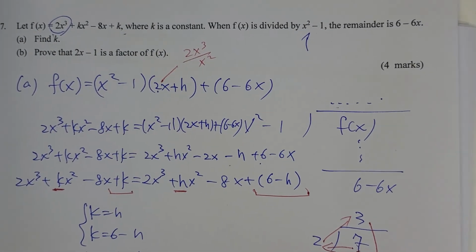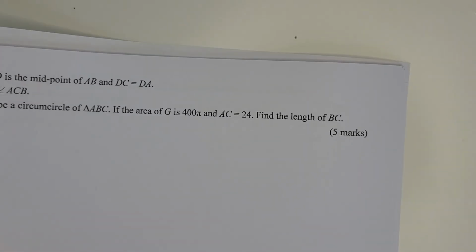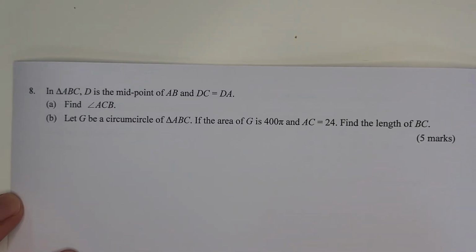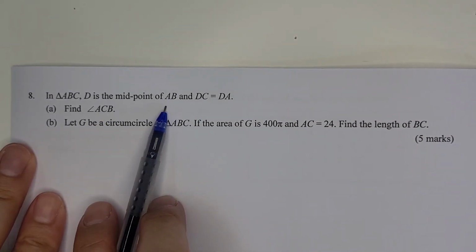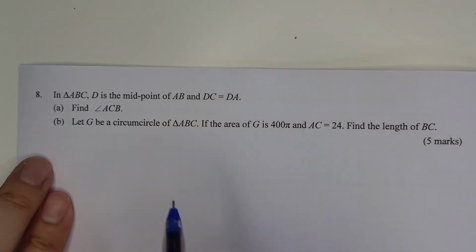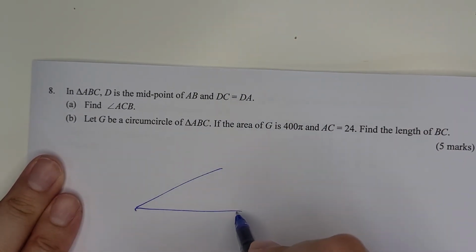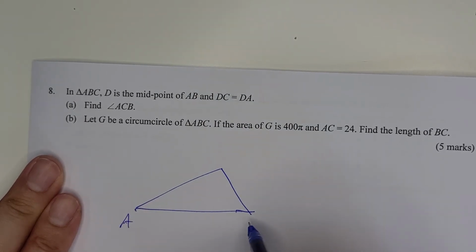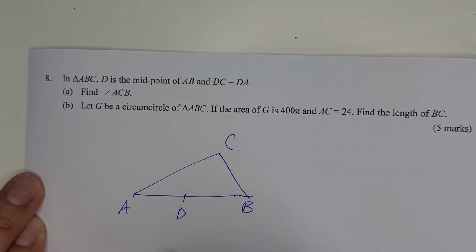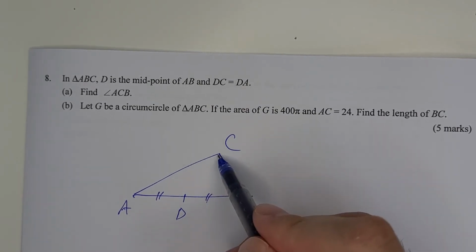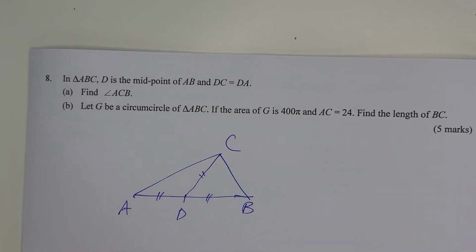Let's move to question number 8. In triangle ABC, D is the midpoint of AB and DC equals DA. So okay, let's draw the figure. Something like this. A, B, C. D is the midpoint of AB, and also DC equals DA. Part A, find angle ACB.